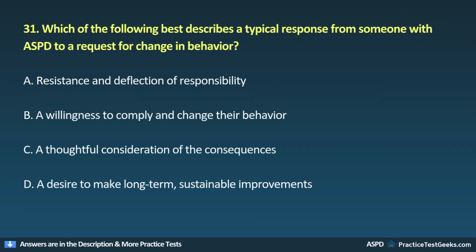31. Which of the following best describes a typical response from someone with ASPD to a request for change in behavior? A. Resistance and deflection of responsibility. B. A willingness to comply and change their behavior. C. A thoughtful consideration of the consequences. D. A desire to make long-term sustainable improvements.